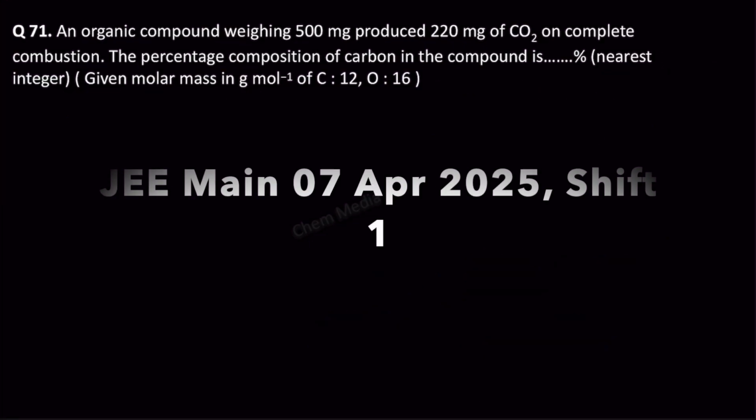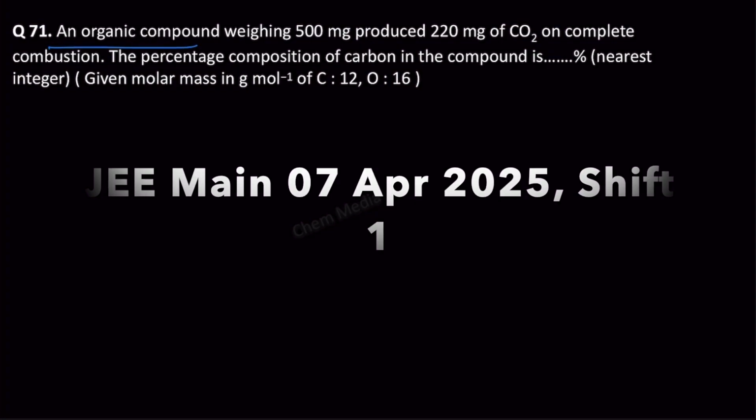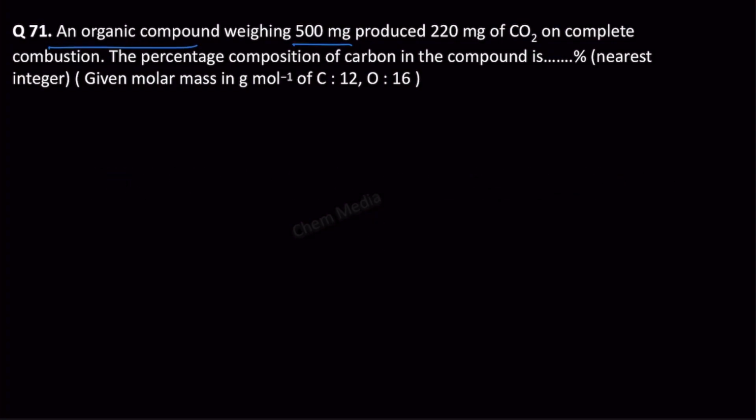Here is a question based on percentage mass composition. An organic compound weighing 500 mg produces 220 mg of CO2 on complete combustion. What is the percentage composition of carbon in the compound? We have to find out the nearest integer.